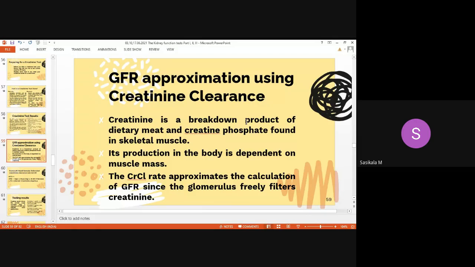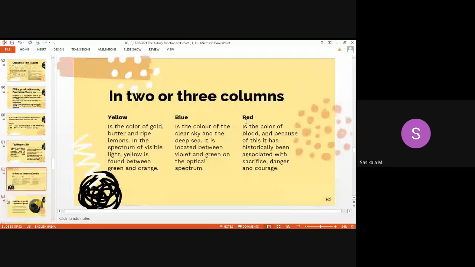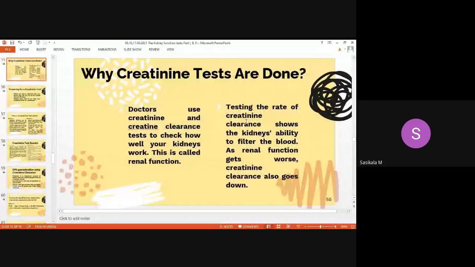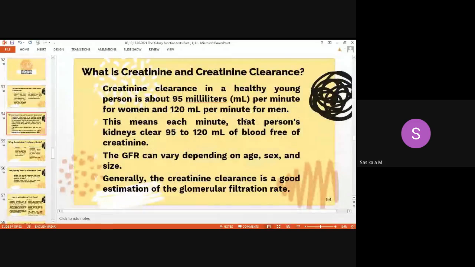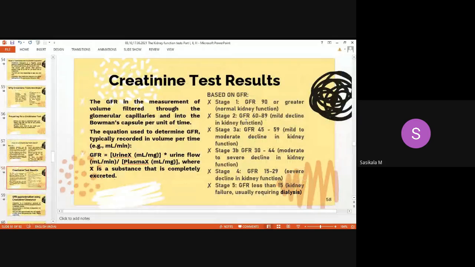Just a minute. I have noted GFR calculation. I think I have missed that slide.